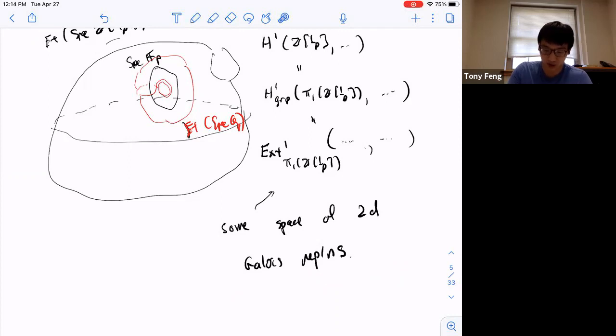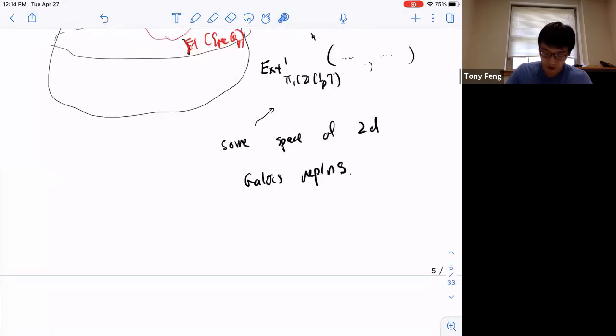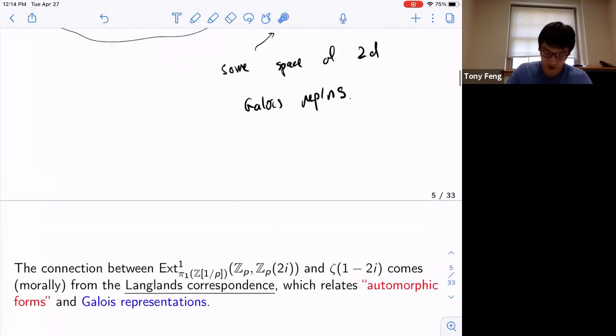Generally speaking, you don't expect to have some sort of very explicit or concrete or simple description of what such a thing looks like, or even when it's non-zero. And what one expects to be able to do is related to something else, which is also mysterious. And so this is the subject of the Langlands correspondence. So it provides some sort of interpretation.